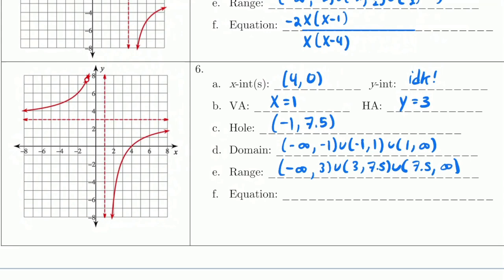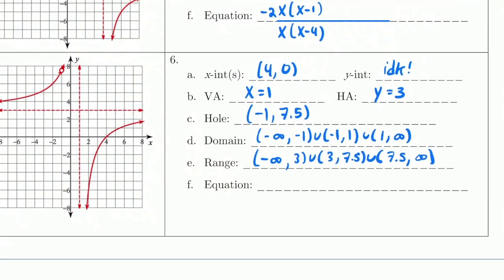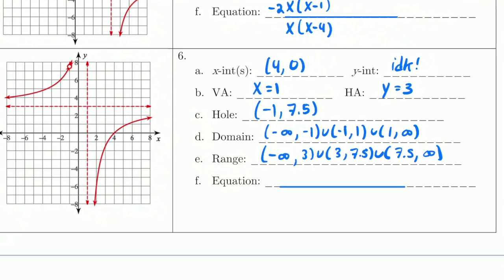All right. And then lastly, we write our final equation here. So I go with a factor of x minus 4 on my numerator because of the fact that I have an x-intercept at 4, 0. I have a vertical asymptote at 1, so I'll have a factor of x minus 1 on my denominator. I have a hole at an x value of negative 1, so I'll have a factor of x plus 1 on my numerator and my denominator. And then I do have a horizontal asymptote of 3, so I can just stick a 3 up front here.